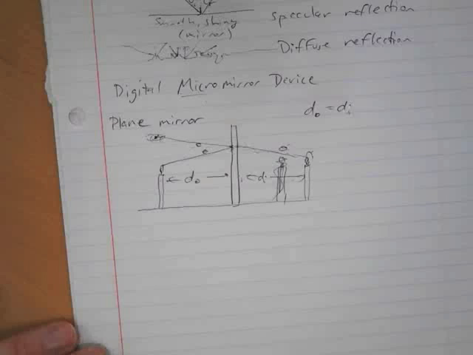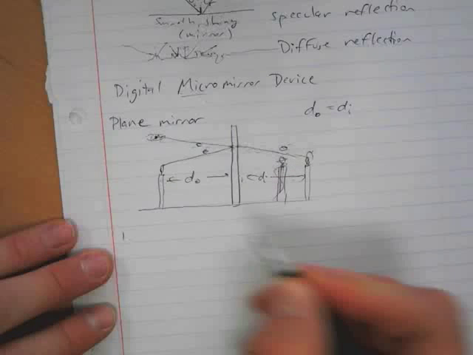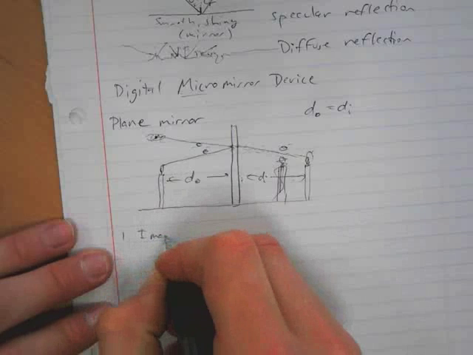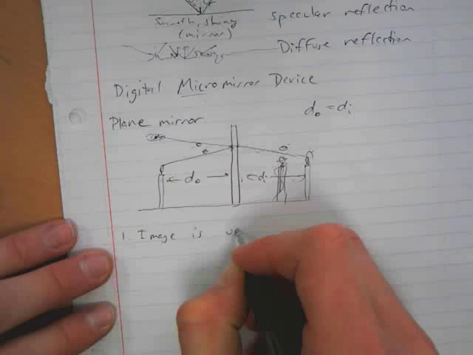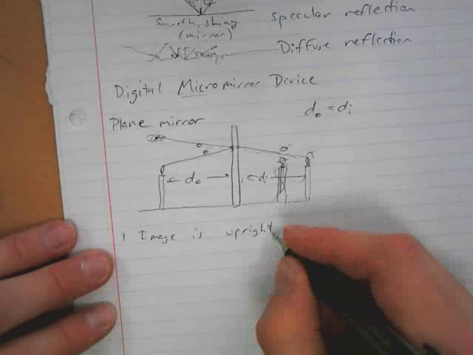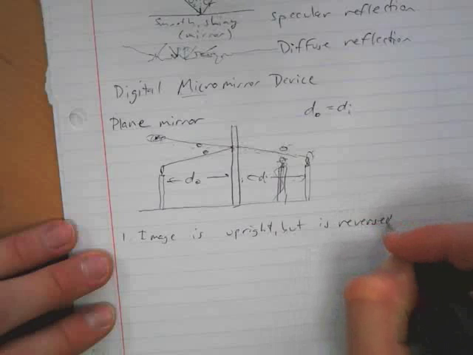There are a few key properties of plane mirrors. Property number 1 is that the image you see is upright. It is not flipped upside down, but it is flipped left to right.